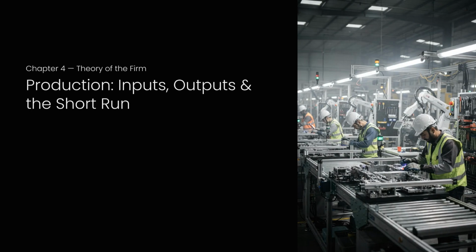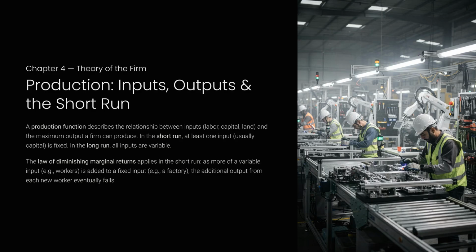Chapter 4 introduces the theory of the firm, focusing on production inputs and outputs in the short run. A production function links inputs to maximum output. In the short run, at least one input is fixed, leading to the law of diminishing marginal returns.